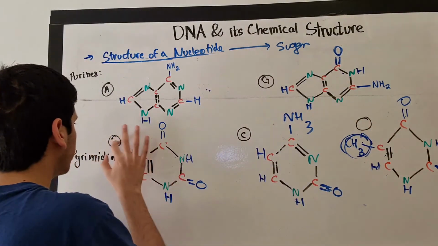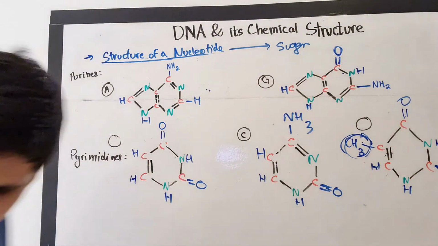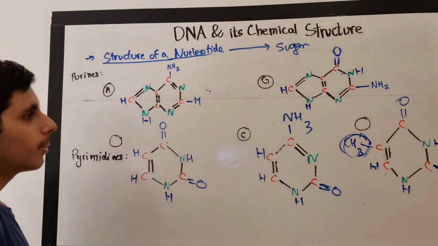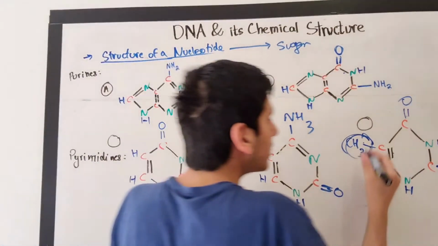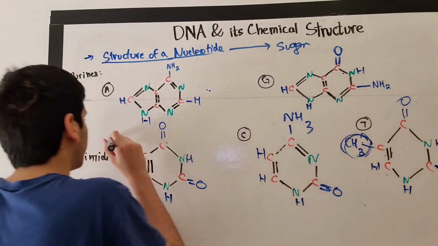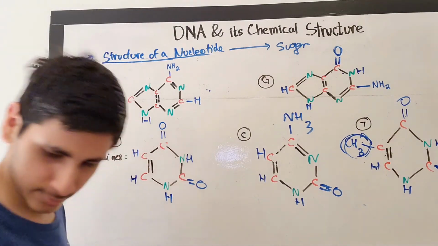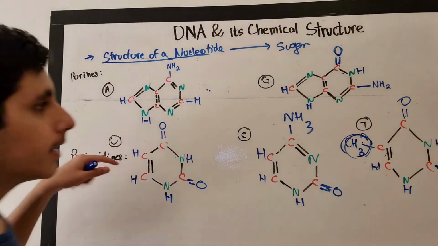I messed up here. Well, everyone messes up, so it's fine. So it's actually thymine that has a methyl group, not uracil. But the rest is the same. Everything else is the same. Nothing has been destroyed. It's just that I actually messed up.